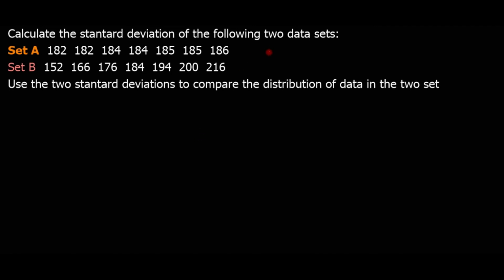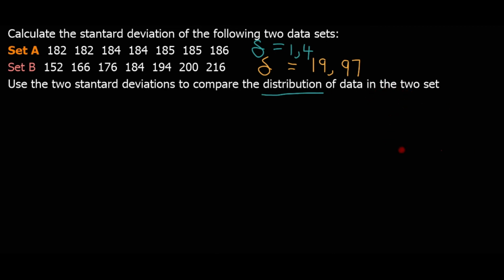If you use the calculator to find the standard deviation of set A, it will give you 1.4, and then the standard deviation of set B will give you 19.97. Now this question says use the two standard deviations to compare the distribution of data in the two sets.